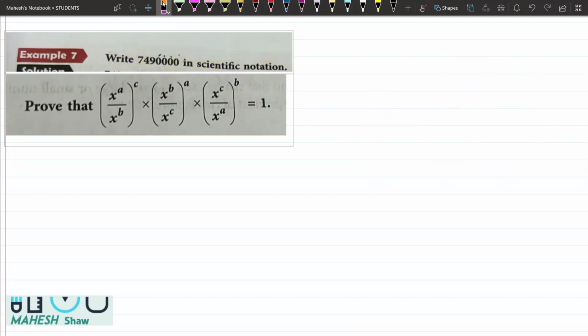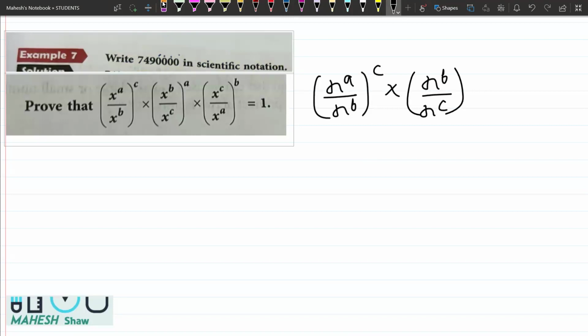This is based on the laws of exponents. So I'll first copy the question. This is (x raised to the power a over x raised to the power b) whole power c, multiplied by (x raised to the power b over x raised to the power c) whole power a. Finally, it is (x raised to the power c over x raised to the power a) whole power b.